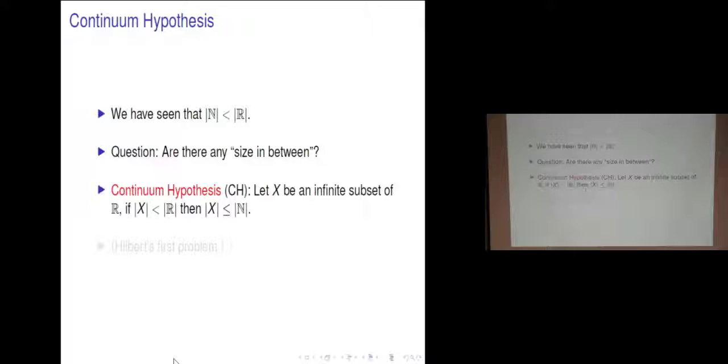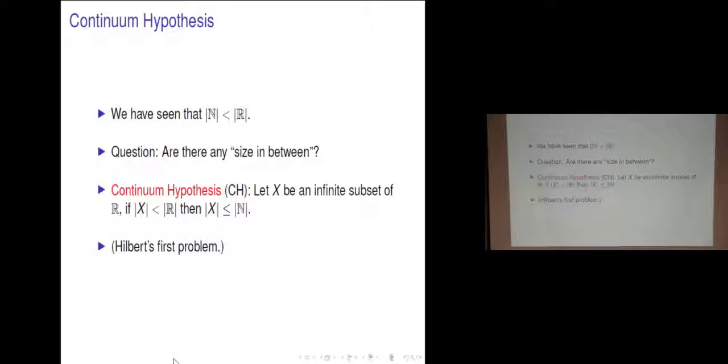So the continuum hypothesis, abbreviated as CH, stands for there's no size between the natural numbers and the size of the real numbers. In other words, if you are strictly less than the size of the real numbers, then you are at most as large as the natural numbers, because there is nothing in between. If you fall short of the real numbers, you have to be less than or equal to the size of the natural numbers. So this is one way of saying the continuum hypothesis.